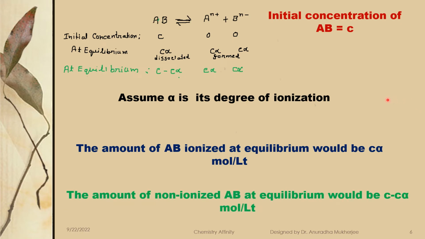That means, what is the concentration of AB at equilibrium? At equilibrium, the concentration of AB is C minus C alpha. C is the initial concentration and C alpha is dissociated. So at equilibrium, the concentration of AB is C minus C alpha, and the concentrations of A+ and B- are C alpha.